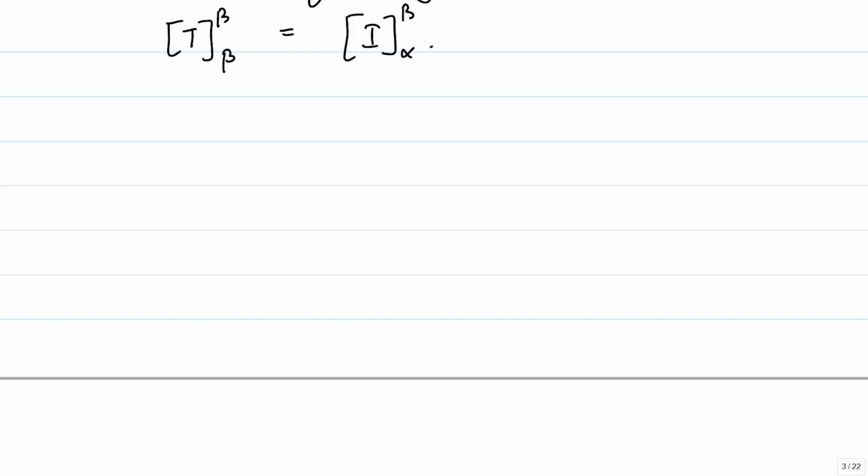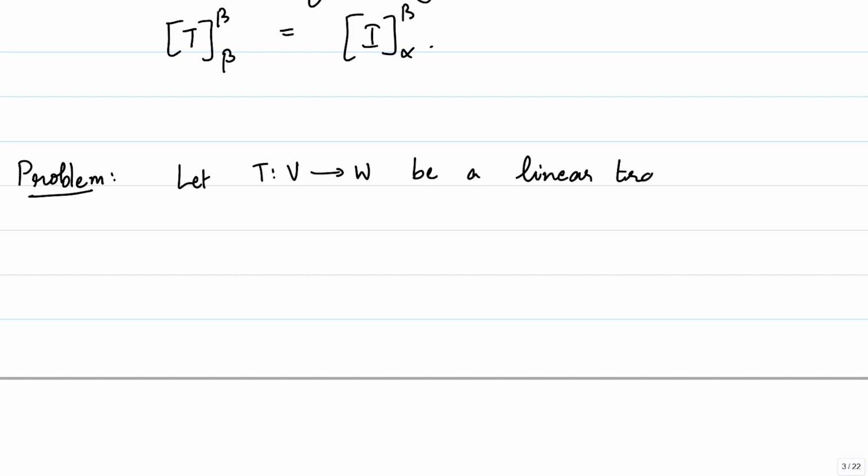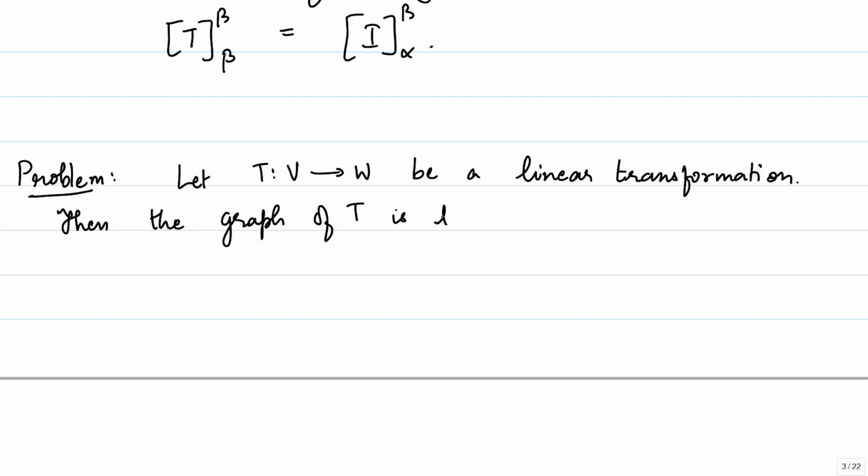Okay, so the next problem deals with the notion of a graph of a linear transformation. So this is a subset which is defined in the product space of V cross W, where V is the domain and W is the codomain. So let me write down the problem and give the relevant definitions there. Problem. So let T be a linear transformation from V to W. We define then the graph of T is the subset.